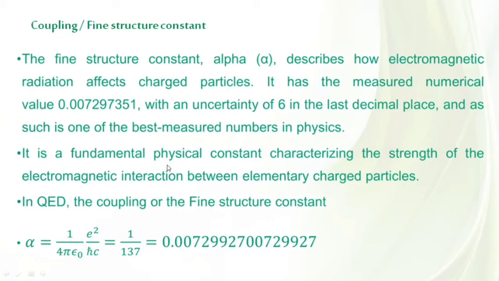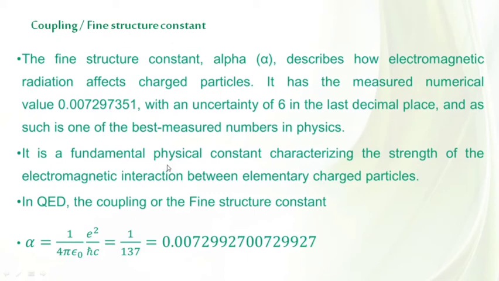In quantum electrodynamics, the coupling of the fine structure constant, alpha, we can calculate in this fashion: 1 by 4 pi epsilon naught into e square by h-bar c. We will get 1 by 137.